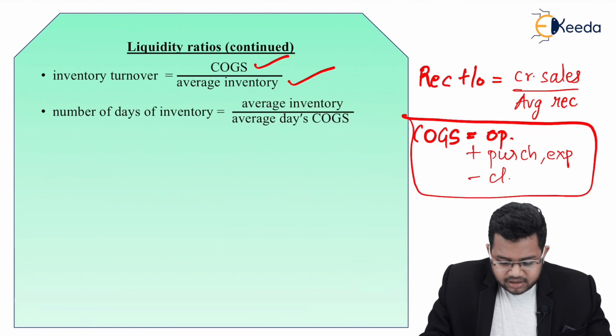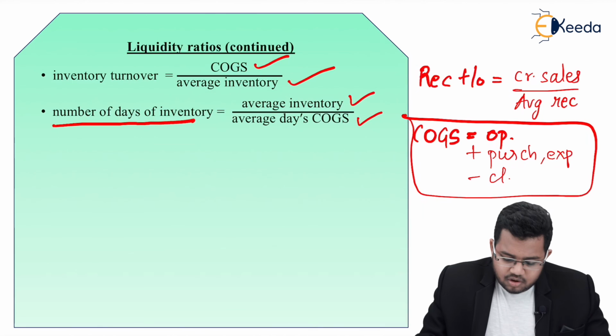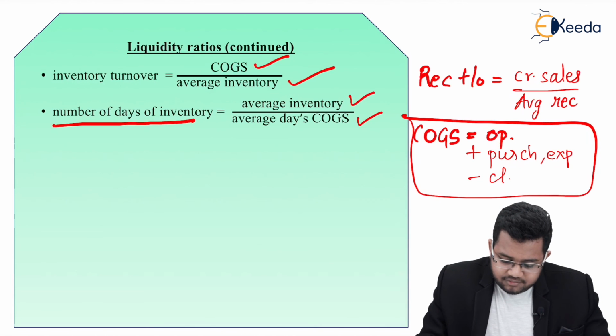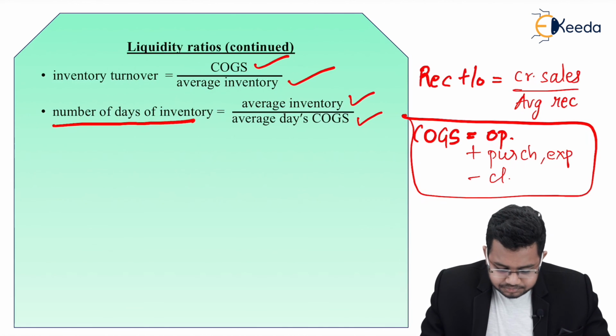Number of days of inventory is average inventory upon average days COGS. Average inventory again is opening plus closing inventory divided by 2. What will average days COGS be? Again, average days COGS would be COGS divided by 365, which is COGS per day.